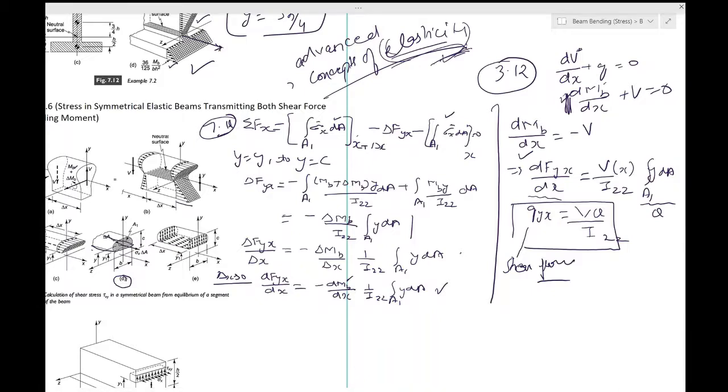Okay, and then the integral Q, capital Q, is simply the first moment of the shaded area. So this is the first moment, and if it was a y square, we would have called it the second moment. So it's the first moment of the shaded area A1 about the neutral surface. Okay, so once you do this, you should be able to find this equation, which is 7.23.